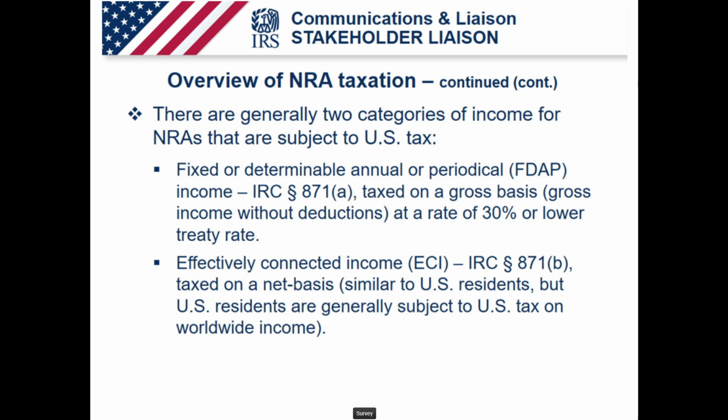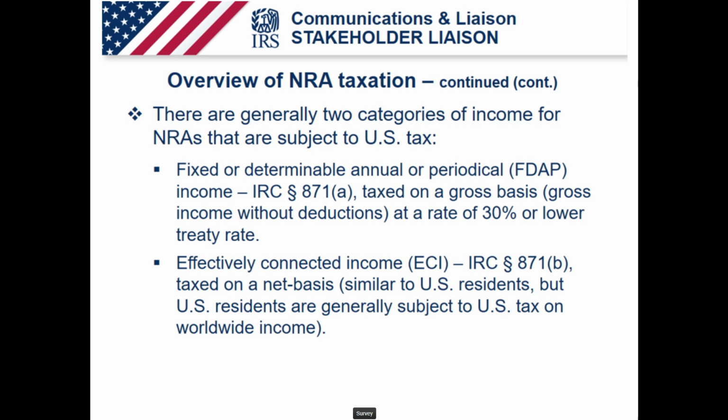Under Section 871A, non-ECI or FDAP income that is sourced within the U.S. is taxed on a gross basis, meaning no deductions are allowed and income is taxed at a flat 30% rate or at a lower treaty rate or exempt from tax pursuant to an income tax treaty. This type of income generally refers to passive income, such as interest, dividends, rental, royalty, gambling income, etc.